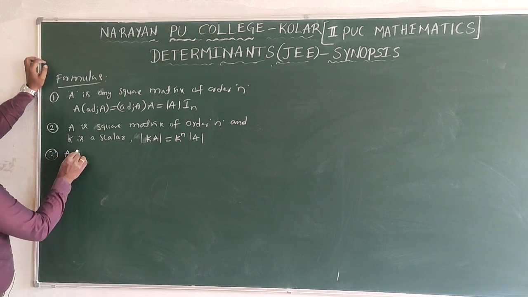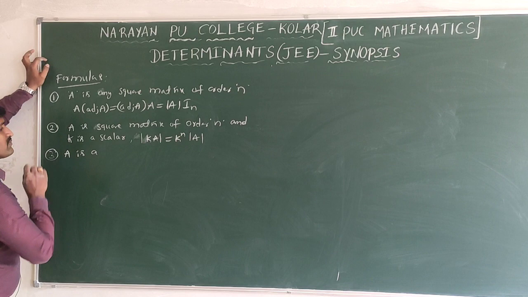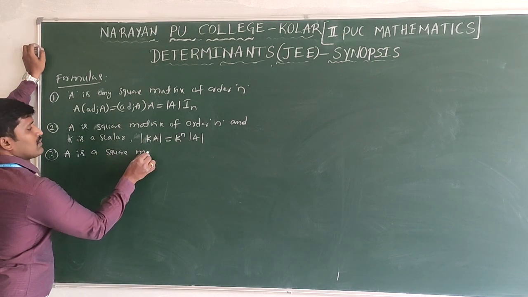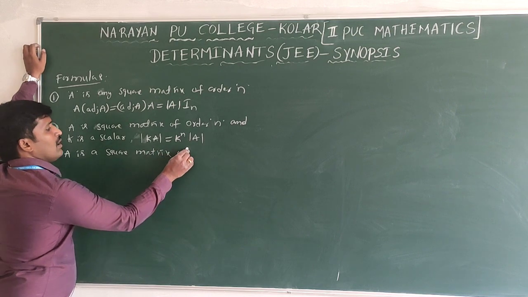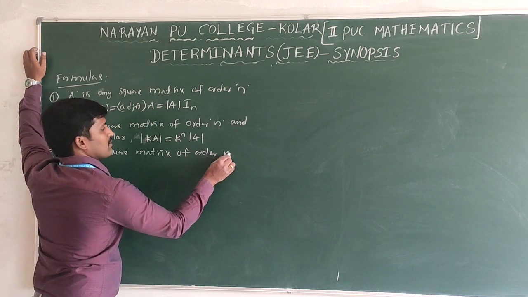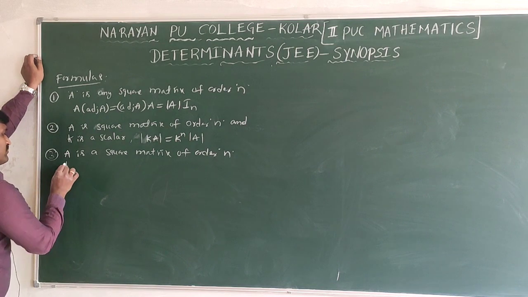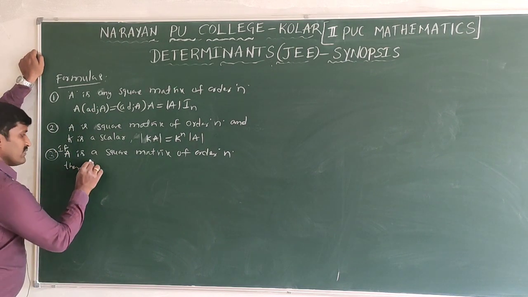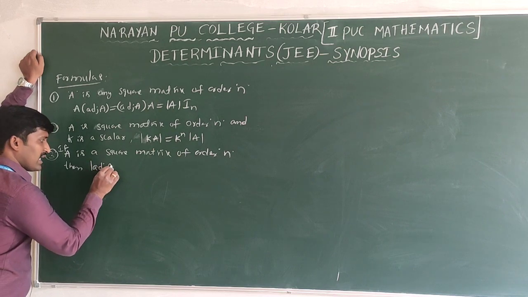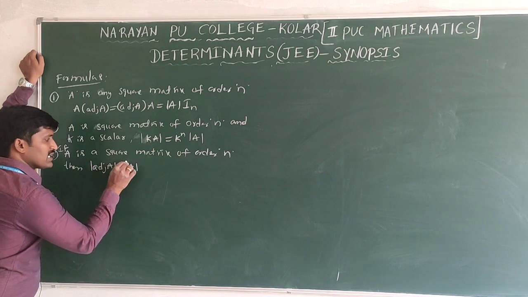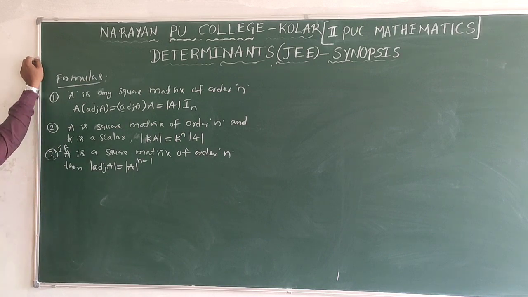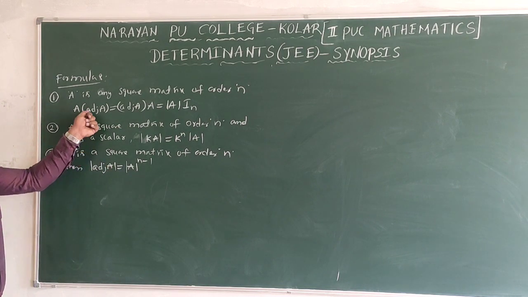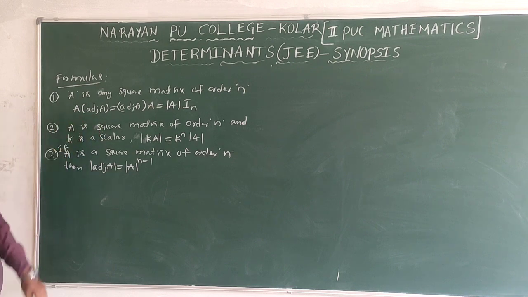Same, A is a square matrix of order n. Then det of adjoint A equal to det A whole power n minus 1. It's already there in PU also. Det of adjoint, how to get? From this formula it can be easy.